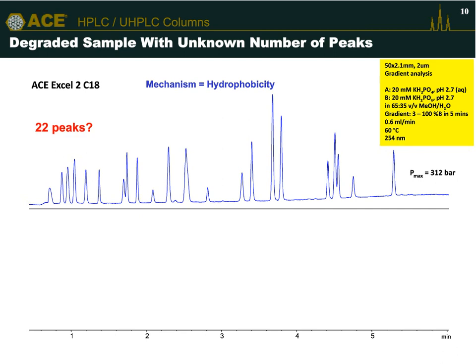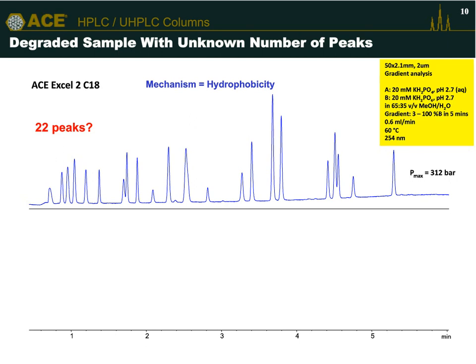But what I'm going to do is simply keep the method conditions the same, the gradient the same, the mobile phase, the pH, everything, and the sample the same, but I'm going to take the C18 column out and put a different stationary phase in. And the stationary phase that I'm going to put in has different mechanisms of interaction.